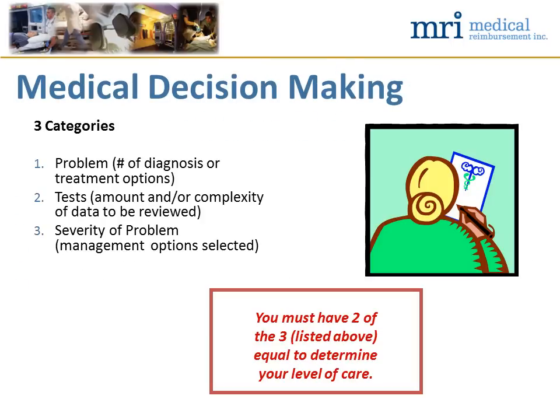Medical decision making has 3 categories. You have problem, which is the number of diagnoses or treatment options; test, which is the amount and/or complexity of the data to be reviewed; and the severity of the problem, which is the management options selected. You must have 2 of the 3 columns that equal the same amount in points in order to determine your level of service. Always take the nature of the presenting problem into consideration when deciding your medical decision making. Remember, the medical decision making is basically the physician's thoughts on the care of the patient.